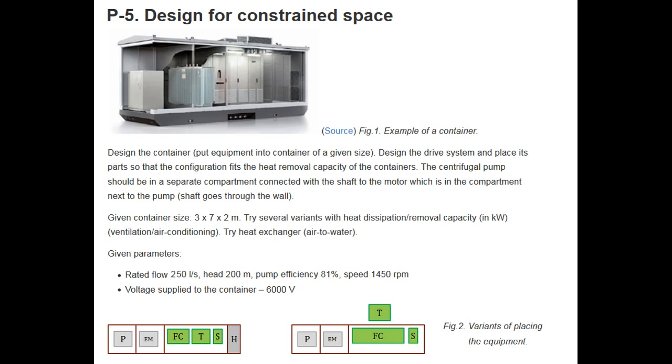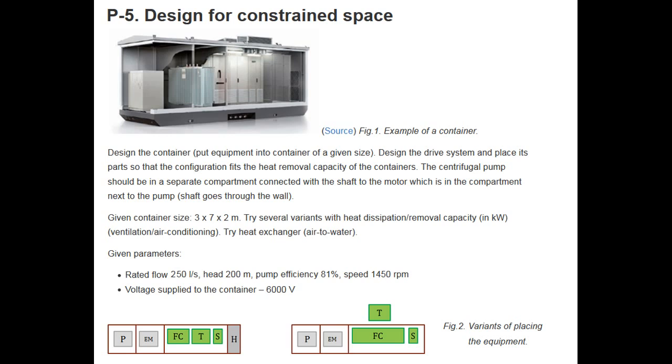So we know what length of the container the pump will occupy. So we know how much space we have then for the electric machine and the rest of the drivetrain components. So here we can try to design with air-cooled components or with water-cooled components. In the latter case we should use a heat exchanger.